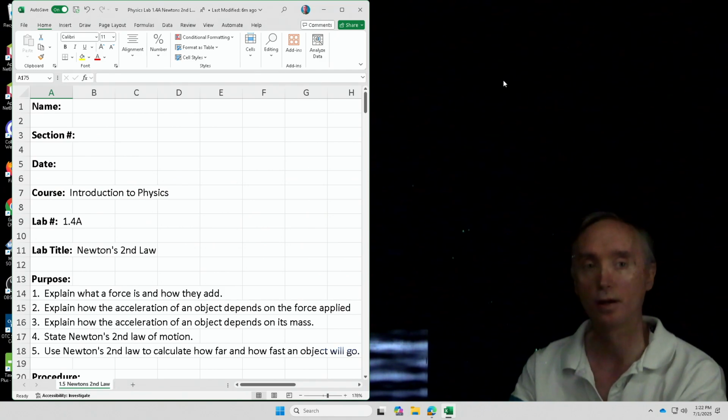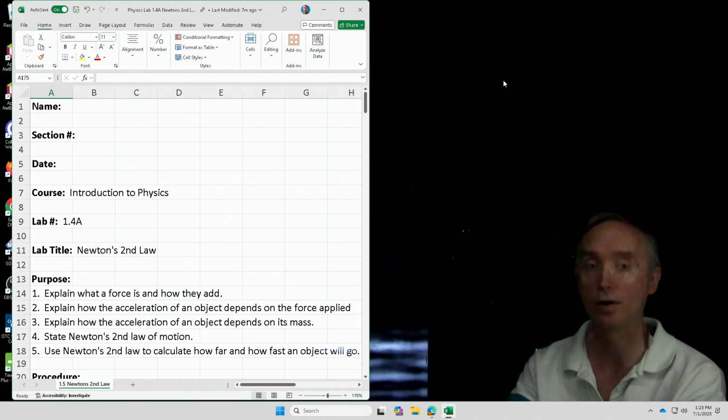My name is Paul Eric, and today we're going to be doing Lab 1.4a, and it's entitled Newton's Second Law. Our purpose for this lab is to explain exactly what a force is and how to add forces together, then to explain how the acceleration of an object depends on the force applied, and then objective 3, explain how the acceleration of an object depends on mass.